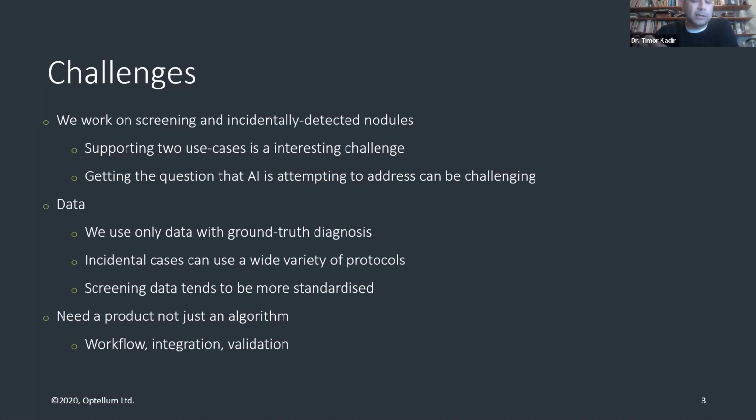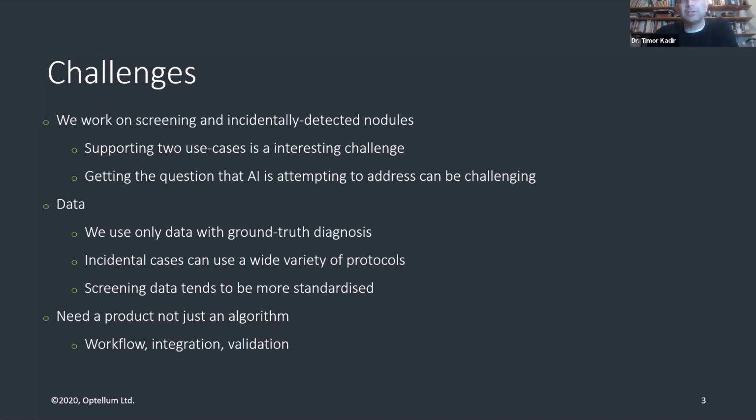So just to give you an idea, to handle the incidental nodules, and this even went into our discussions with the FDA, we had 40 different protocols that we were handling, from about 0.5 millimeter thickness up to 2.5 millimeter thickness, and different scanners, all the major manufacturers. And so that presents a real challenge on the incidental side. On the screening side, it's much more controlled, so we took advantage of that.